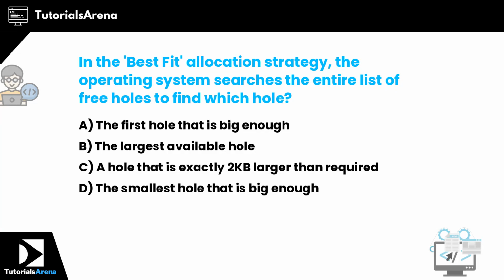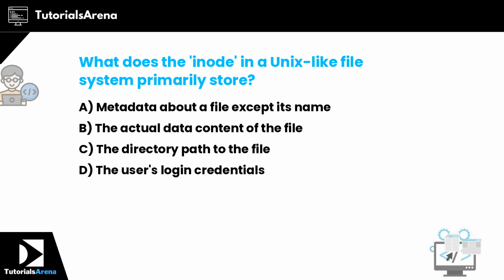In the best fit allocation strategy, the operating system searches the entire list of free holes to find which hole? The correct answer is option D, the smallest hole that is big enough. What does the inode in a Unix-like file system primarily store? The correct answer is option A, metadata about a file except its name.